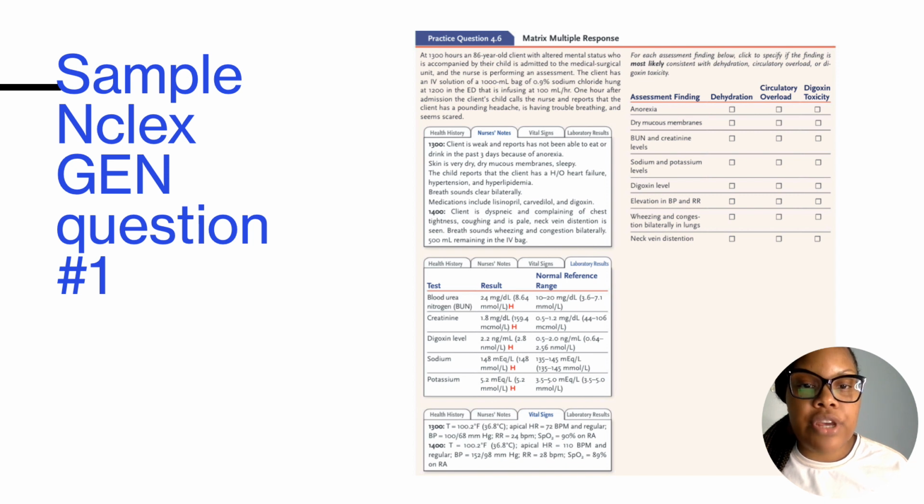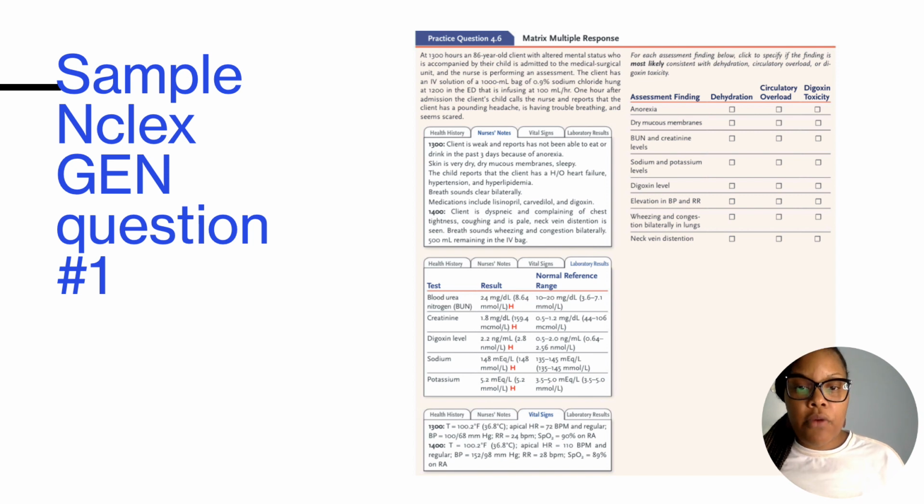It says at 1,300, the client is weak and reports they have not been able to eat or drink in the past 3 days because of anorexia. Her skin is very dry. Her mucosal membrane is dry and she is sleepy. The child reports that the client has a history of heart failure, hypertension, and hyperlipidemia. The client's breath sounds are clear bilaterally, and the medications include lisinopril, Coreg, and digoxin. At 1,400, the client is dyspneic. So the client is short of breath and complaining of chest tightness, coughing, and is pale, with neck vein distension. The client's breath sounds are wheezing and congested bilaterally, and there is 500 ml remaining in the IV bag.